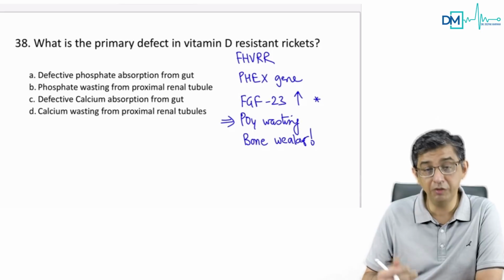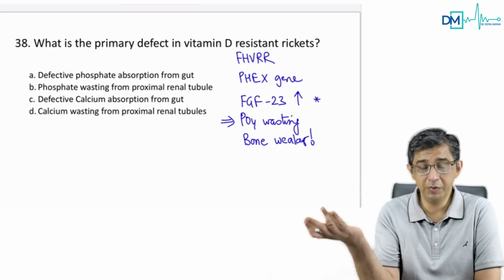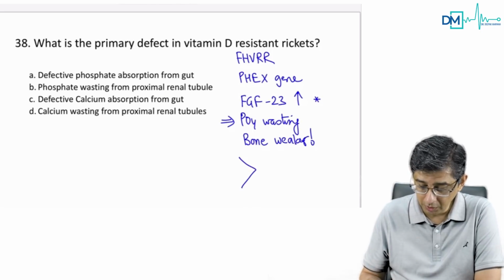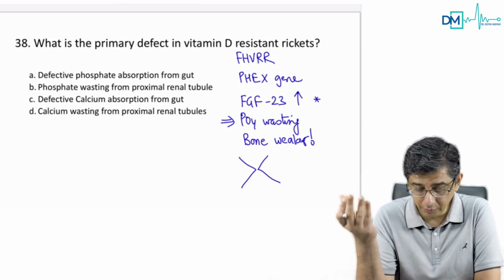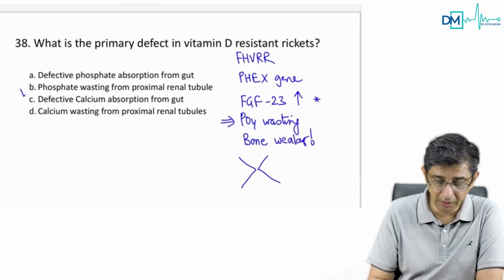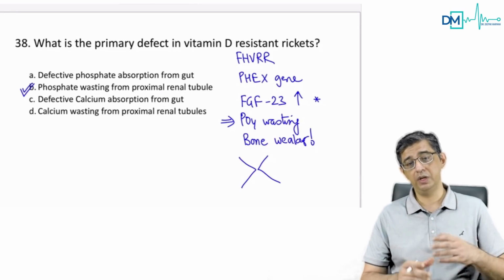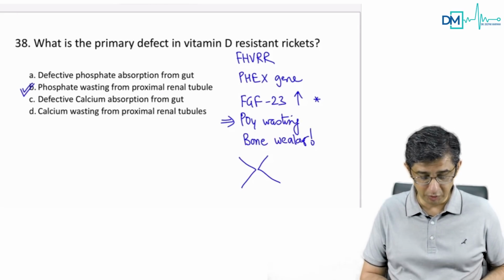And that is where the deformities would come, like knock knees in the patient, or there could be bow legs occurring in the patient. So the bottom line is in resistant rickets, there is a defective PHEX gene that contributes to phosphate wasting from the proximal renal tubules.